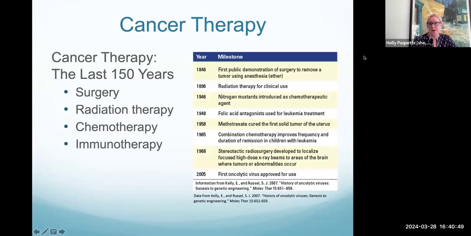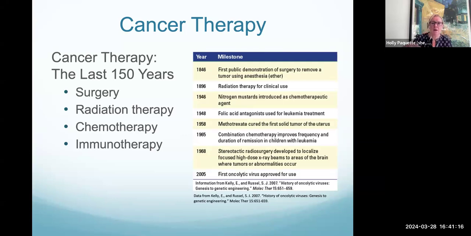So what do we do about cancer? So I have kind of a list over here. I'm not going to test you on each of these, but I do want you to think about how long we have been working on cancer therapies. Since 1846, where we first did basically surgery to remove a tumor, and that's one of the best ways that we still have, is basically remove the cells that are cancerous as long as they haven't metastasized.